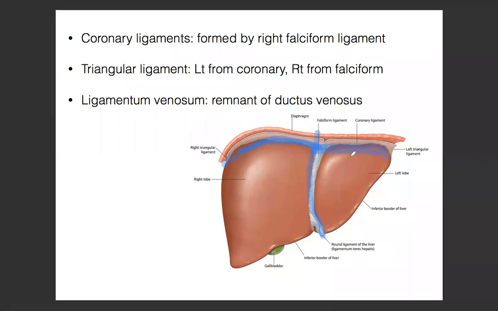Okay, and then after that falciform ligament ذاتها it forms حاجة اسمها coronary ligaments. And the coronary ligament دي it's formed by both falciform ligaments. So coronary ligaments are formed by the falciform ligaments. After that بيكون عندنا حاجة اسمها triangular ligament, and then عندنا حاجة ثانية اسمها ligamentum venosum.